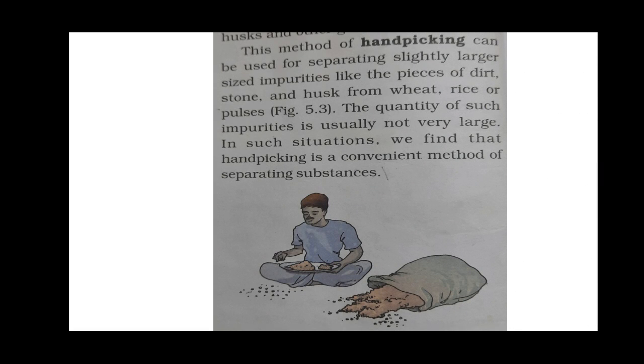First method of separation is handpicking. This method can be used for separating slightly larger sized impurities like pieces of dirt, stone, and husk from wheat, rice, or pulses. The quantity of such impurities is usually not very large. In such situations, we find that handpicking is a convenient method of separating substances.